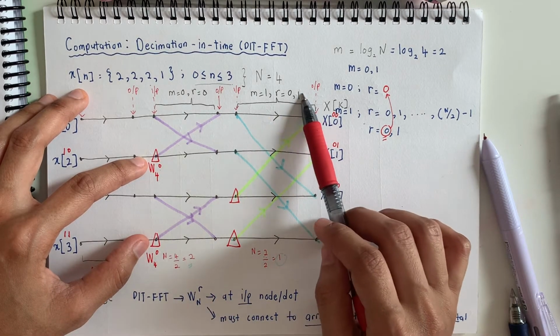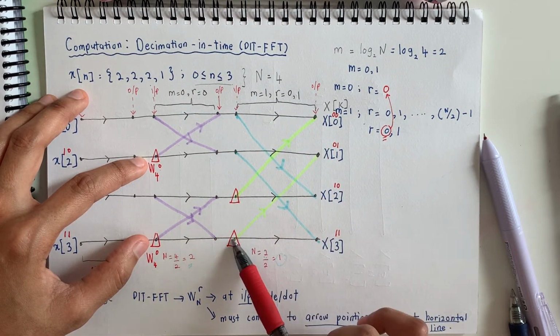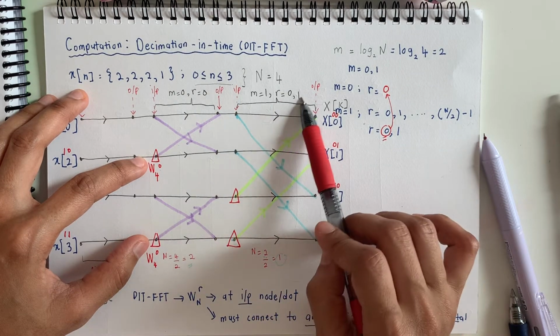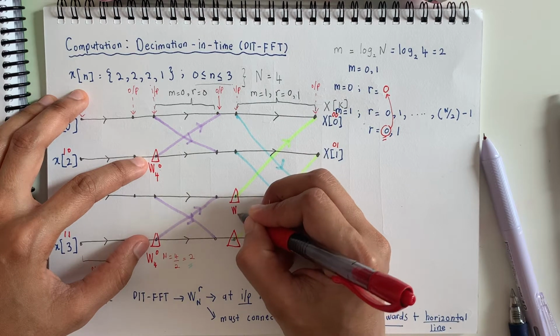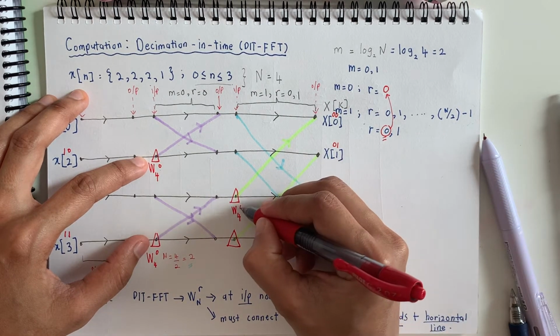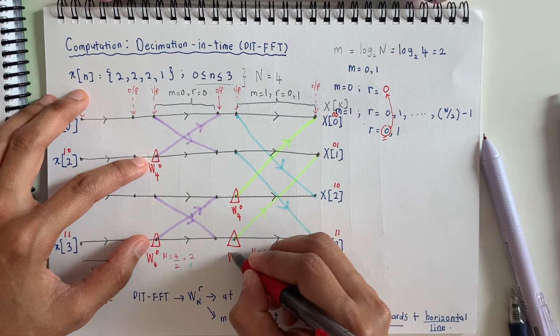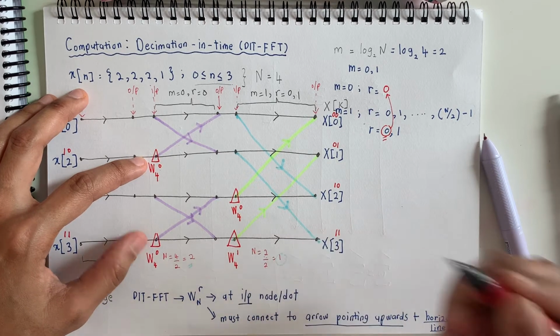Same goes to this one. We have two twiddle factors. Why? Because we have 2 R values. So because of that, we know that the first one is W_4^0. The second one is W_4^1.